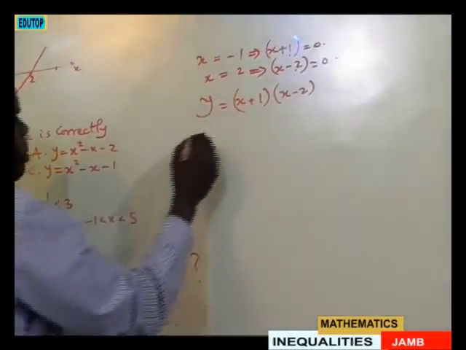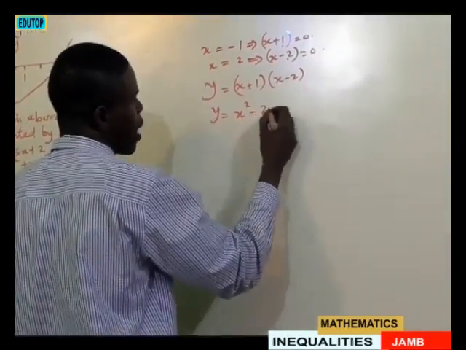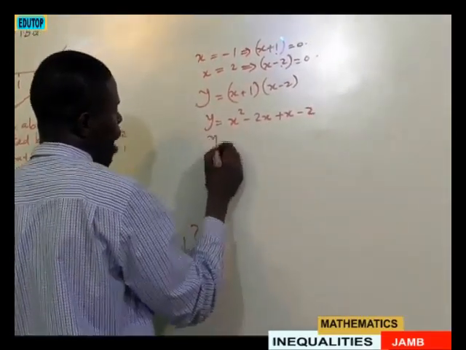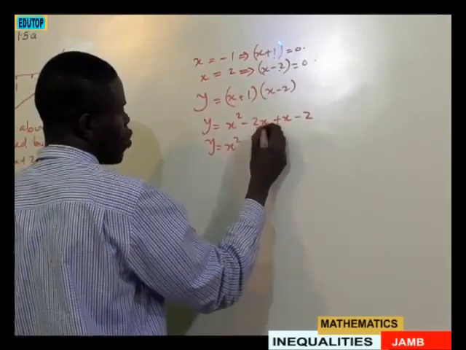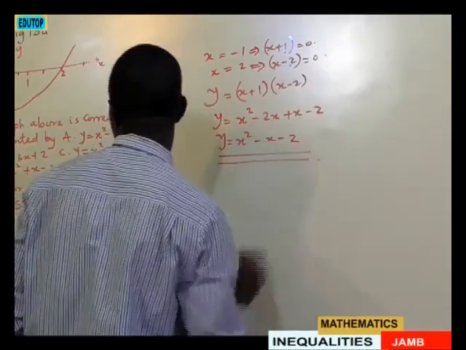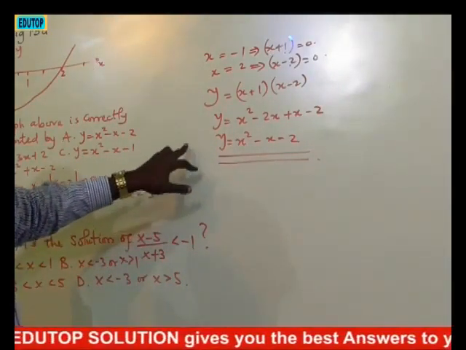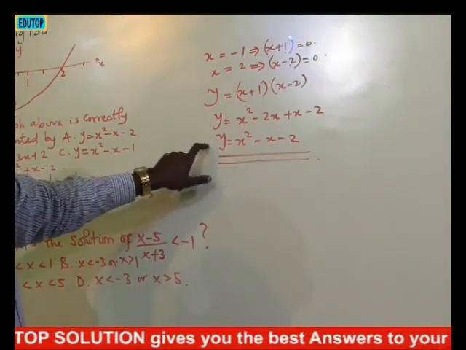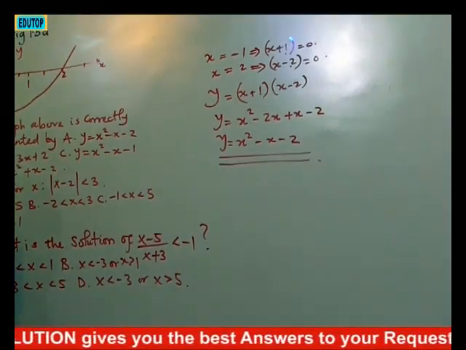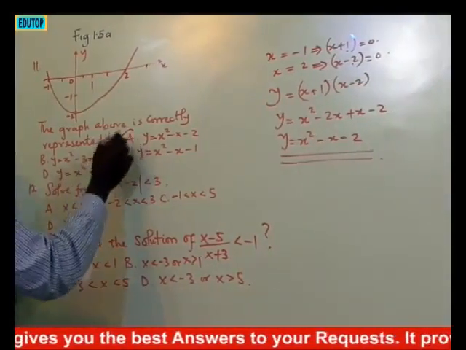Then in that situation, let's simplify this. Y equals x squared, minus 2x, plus x, minus 2. Y will now be equals to x squared minus 2x plus x, that's x squared minus x minus 2. So automatically, this will be the solution. We go there and see this is the representative of the graph that we have. So we go to our options and see the one that matches that. And that would be no other one than option A.